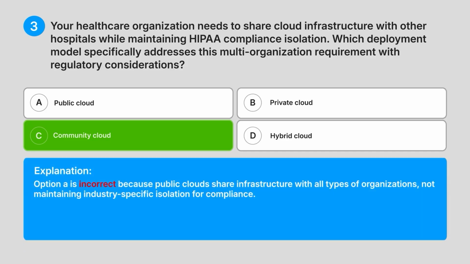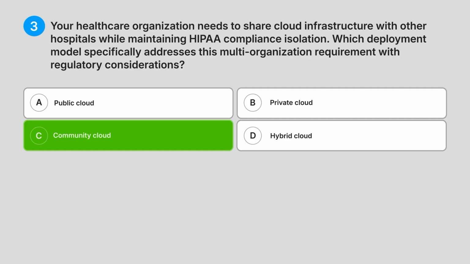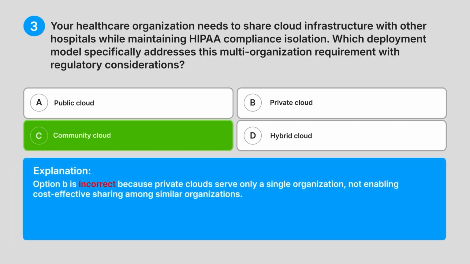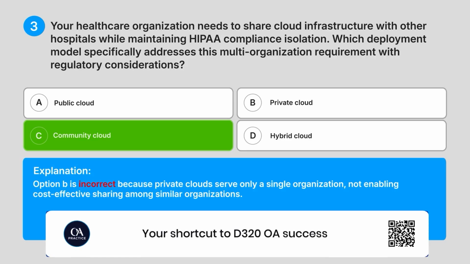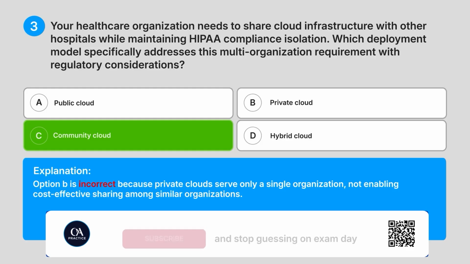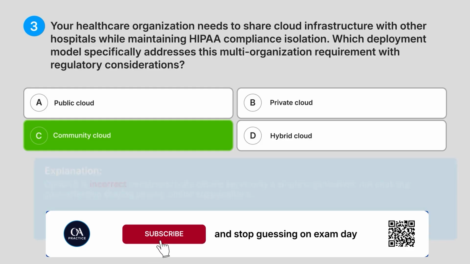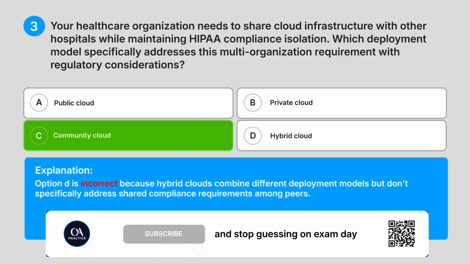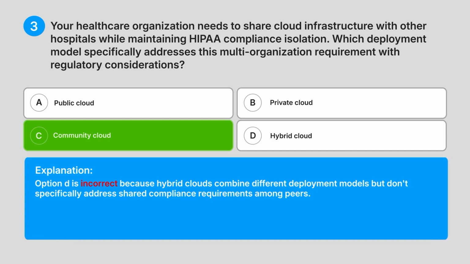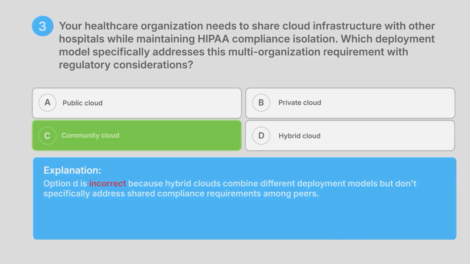Option A is incorrect because public clouds share infrastructure with all types of organizations, not maintaining industry-specific isolation for compliance. Option B is incorrect because private clouds serve only a single organization, not enabling cost-effective sharing among similar organizations. Option D is incorrect because hybrid clouds combine different deployment models, but don't specifically address shared compliance requirements among peers.